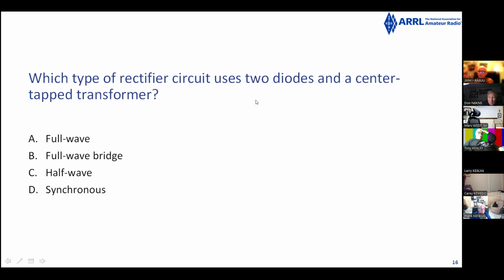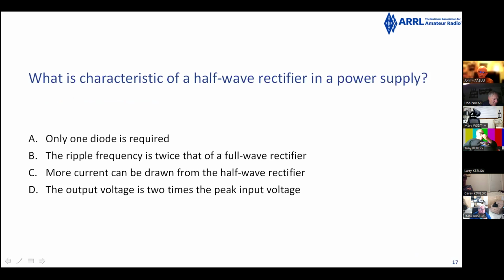Which type of rectifier uses 2 diodes and a center tap transformer? Full wave, bridge, half wave, synchronous. Well, it's either A or B. And I think the bridge is that little square thing. Yeah, bridge uses 4. So A is the answer there. That's the bridge part.